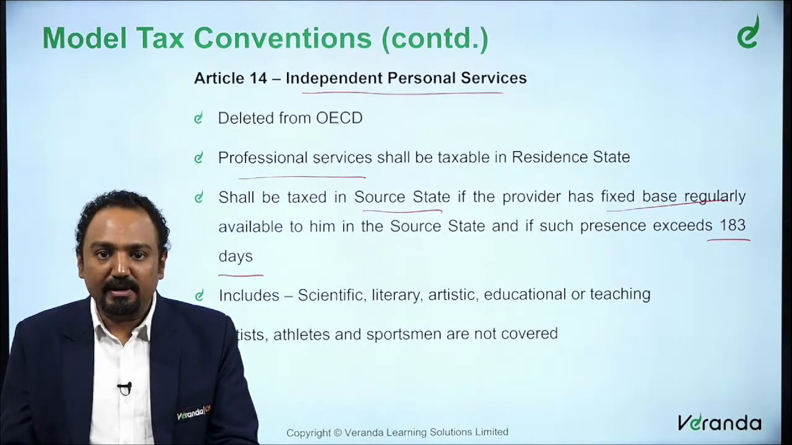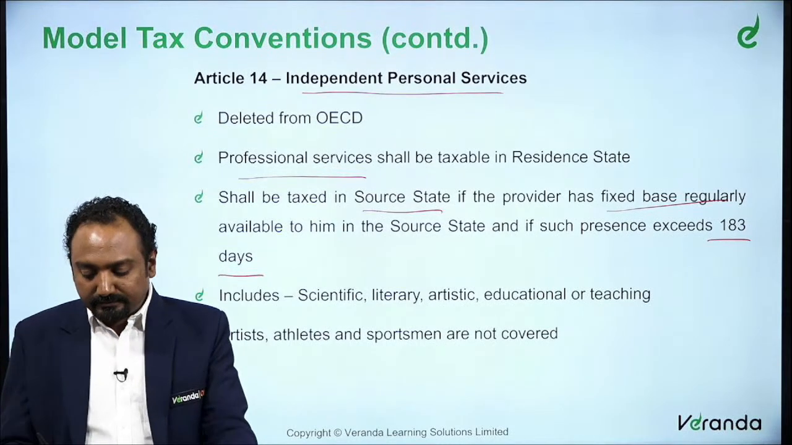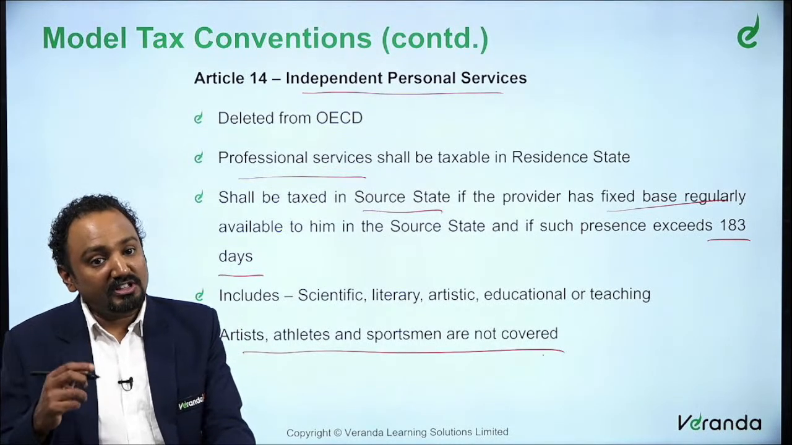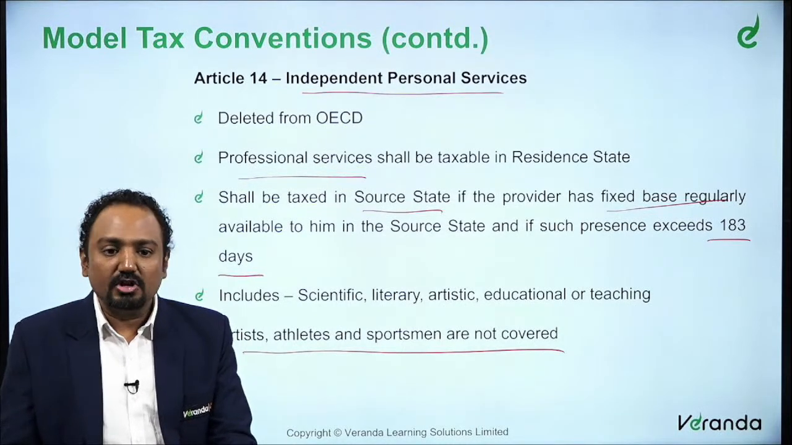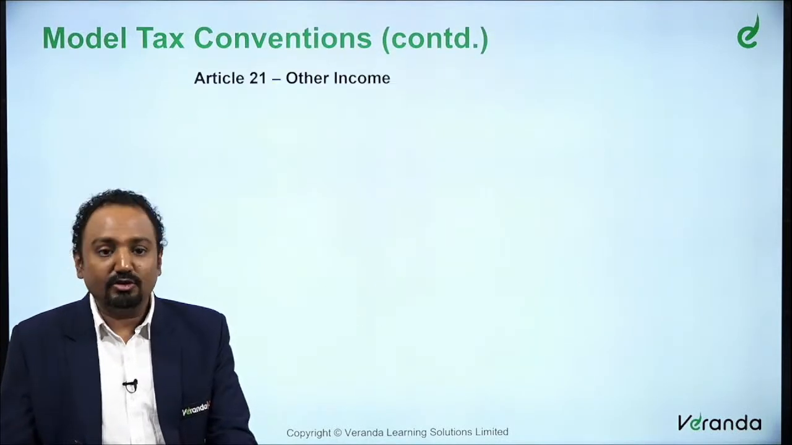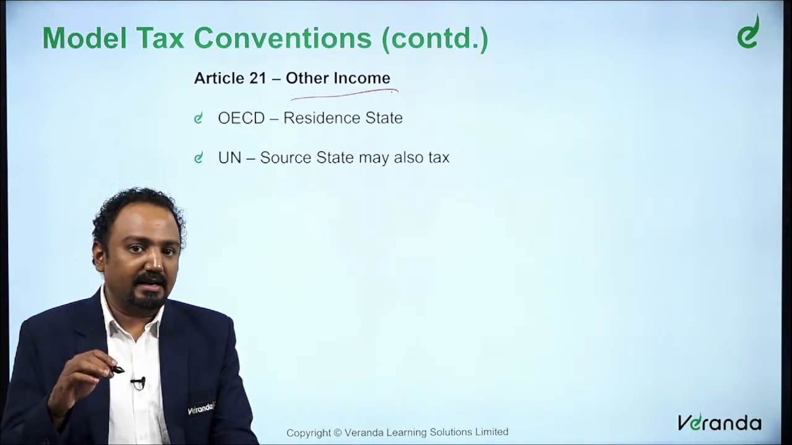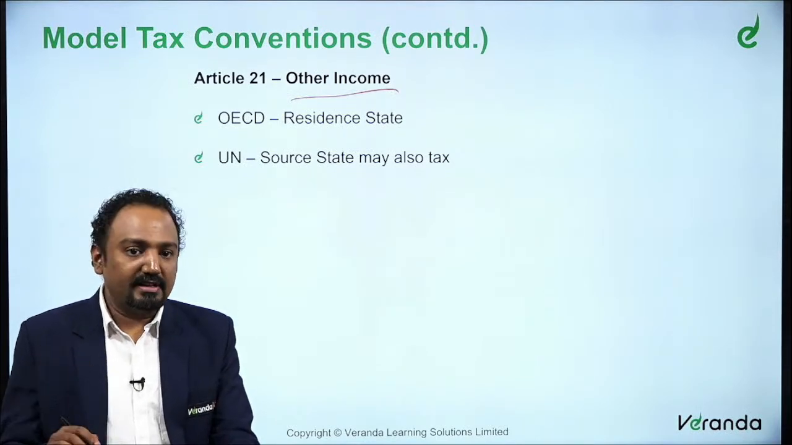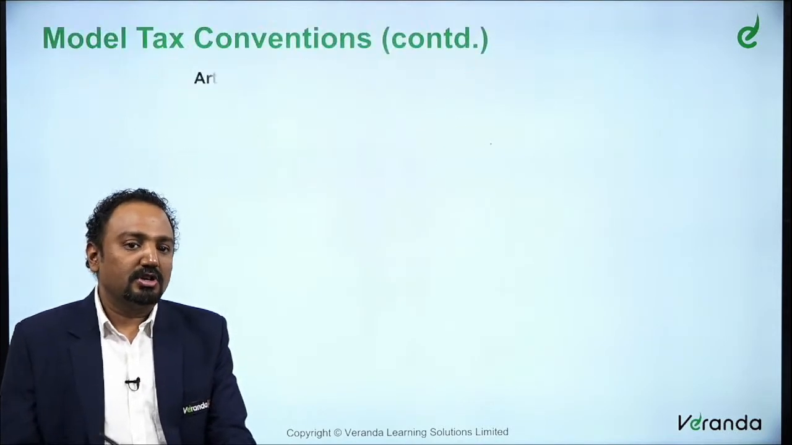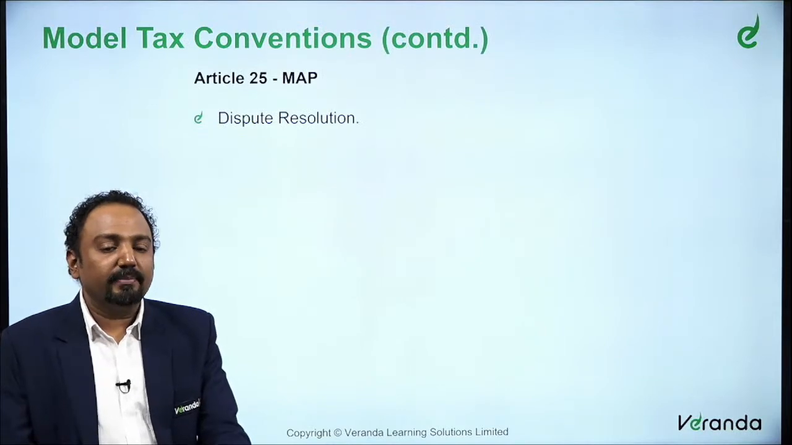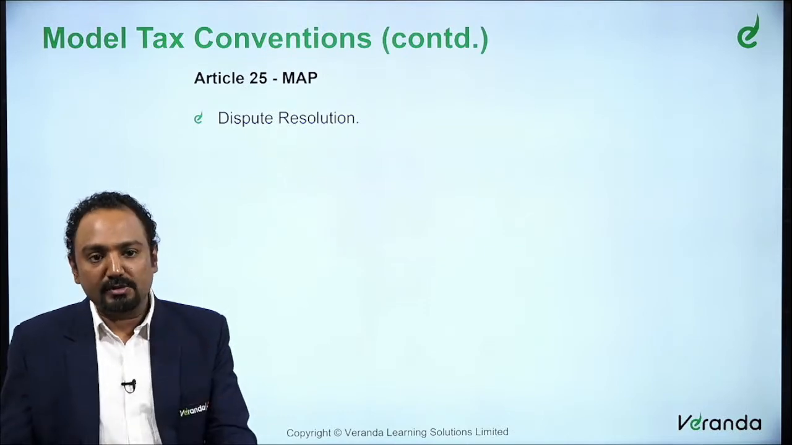What is included in independent personal services? Scientific, literary, artistic, education or teaching. Artists and athletes are not covered because they have an exclusive article. They have a specific article to tax artists and entertainers, so they are not covered under this Article 14, though they are independent. The last article is other income. In the income chapter, the last one is other income. The OECD says residence, the United Nations says source based. There is nothing much to discuss about other income. For the rest, the special provisions, we will discuss only a few.